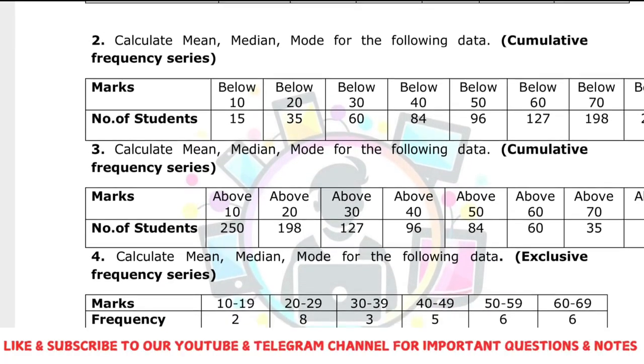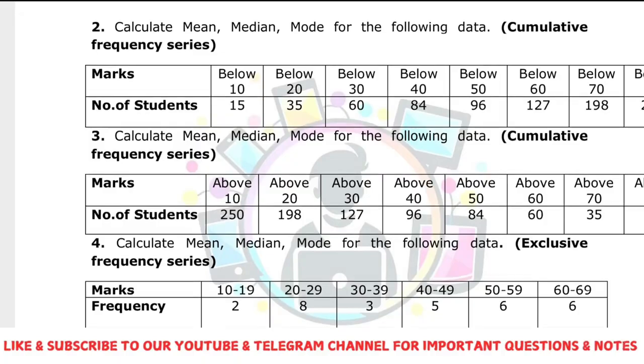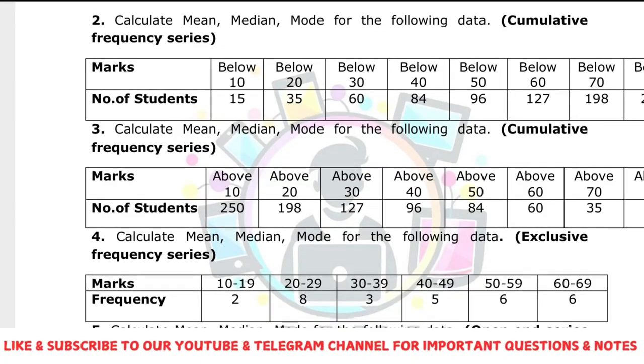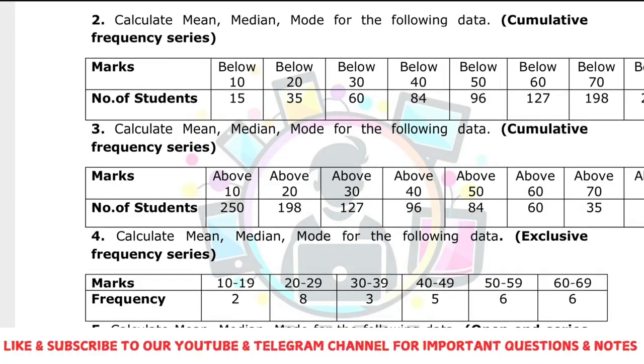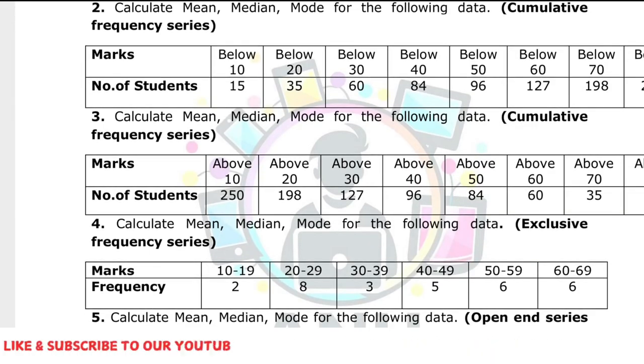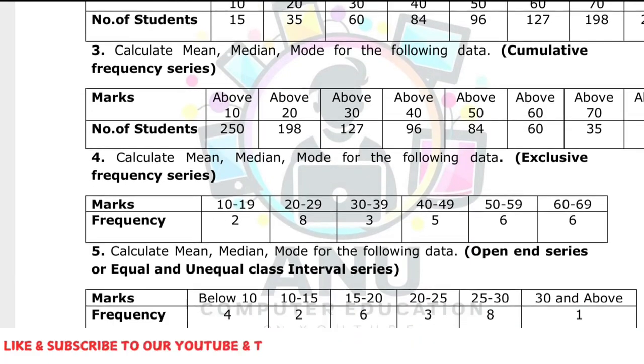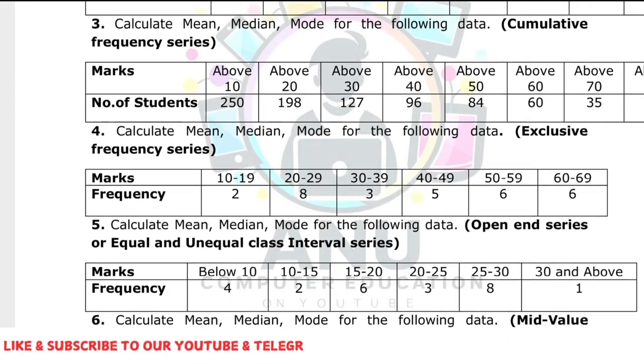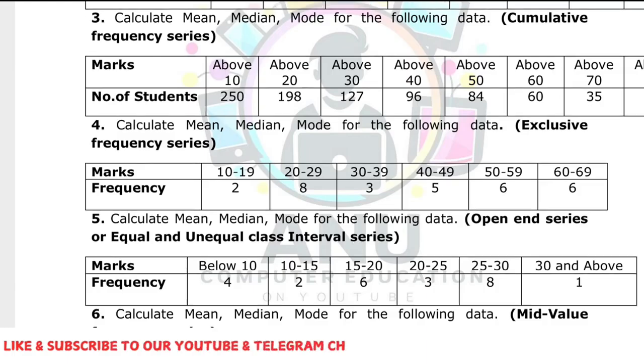And next, exclusive class. Exclusive class is nothing but 0 to 19, 20 to 29 and so on. So we have to subtract the correction factor 0.5 from the lower limit, and we have to add the 0.5 value to the upper limit. So then it will be converted from exclusive to inclusive class interval. And open end class series. So by observing the question you have to decide.